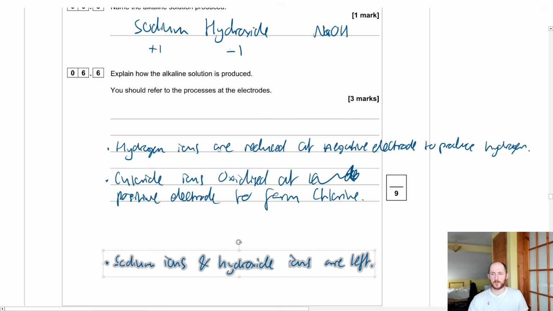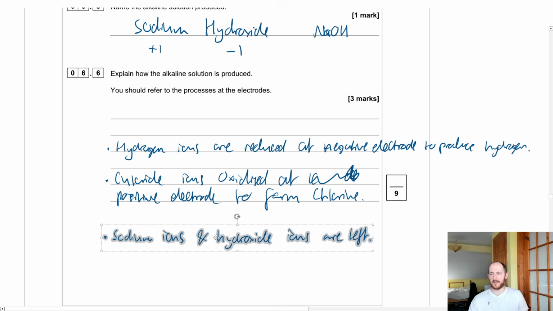The hydrogen ions are used up because they're reduced at the negative electrode to produce hydrogen. The chloride ions are used up because they're at the positive electrode, which means the only thing we have left is sodium and hydroxide. So that's the only thing that can react.